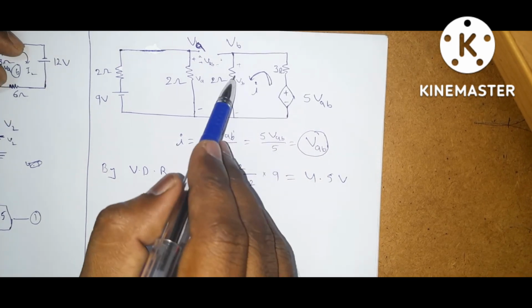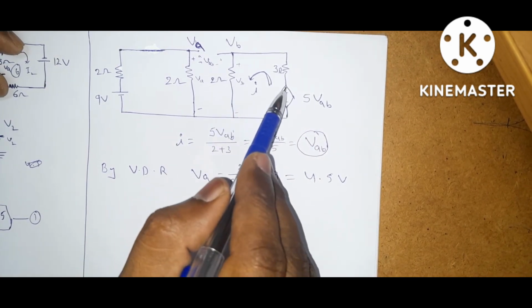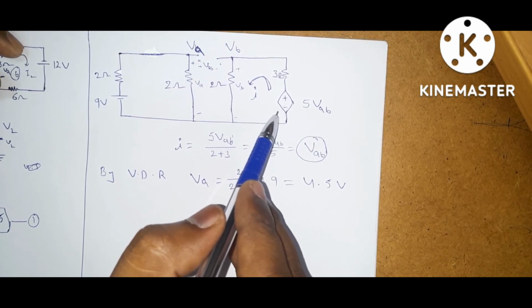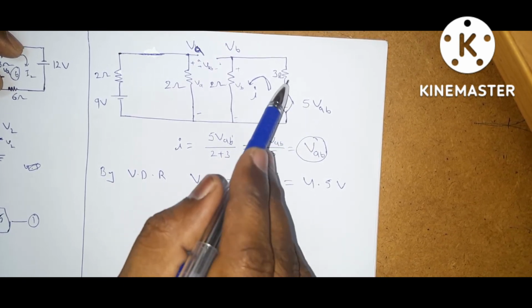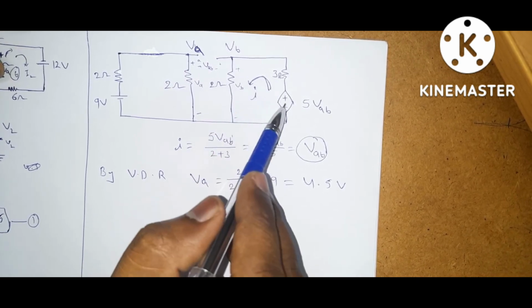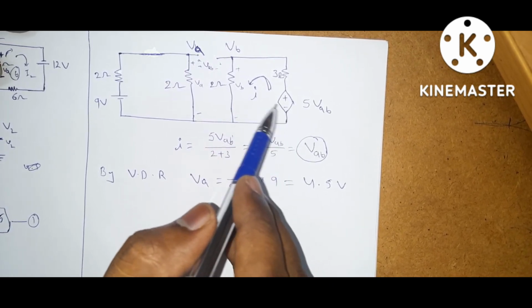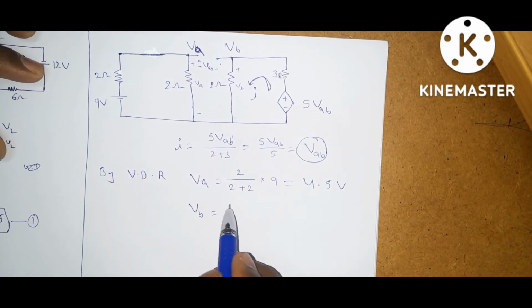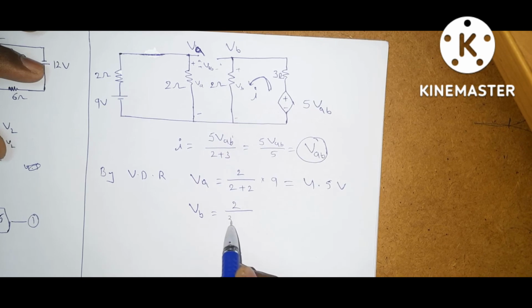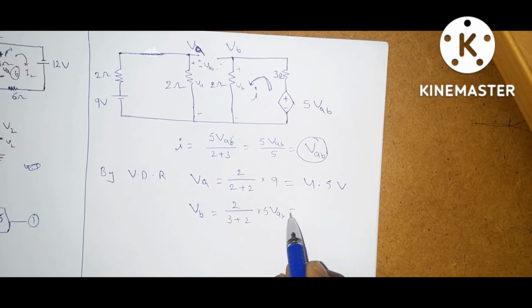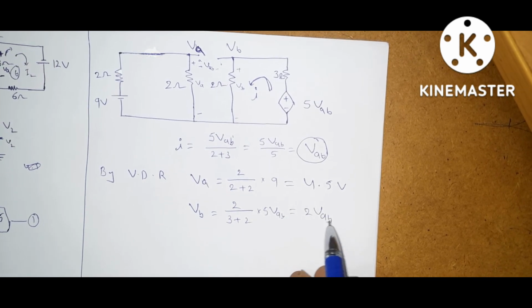Similarly, these two resistors are connected in series as well as across this 5 VAB dependent voltage source. This is a dependent voltage source. So by the voltage division rule, what is VB? VB is equal to the same resistance by total resistance into total voltage. So VB is equal to 2 VAB.